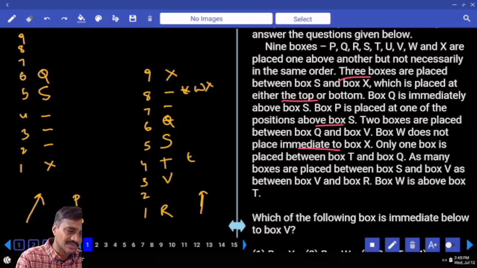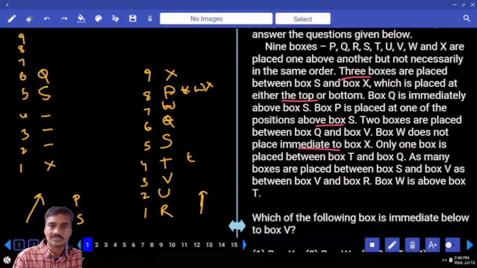Now where should this W be? W cannot be at this place. W is at the 7th place. Then we are left with 2 more. What are those 2? P and S. Now P is above this S. Hence P is here. And which is left over? U must be. Now this is about question numbers 1 to 5.